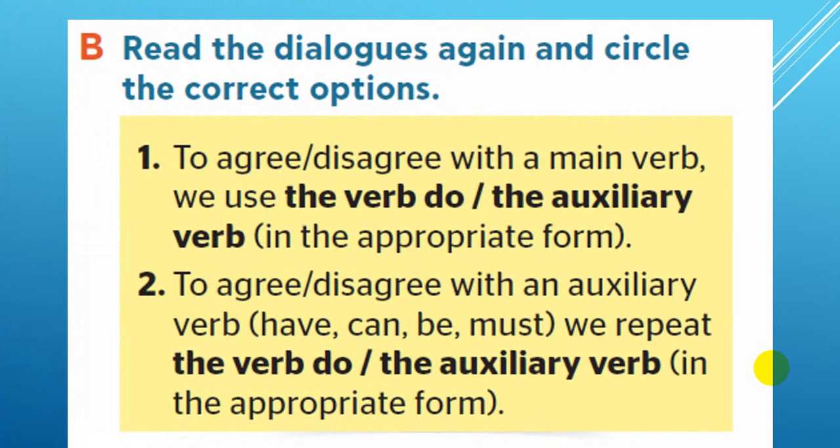Okay, now move on to exercise B. Both of you now, try to solve this one on your own. Okay, come back again. Now read the dialogue again and circle the correct option. Number 1: to agree or disagree with the main verb, we use the verb do or the auxiliary verb in appropriate form. That's why we use the verb do.